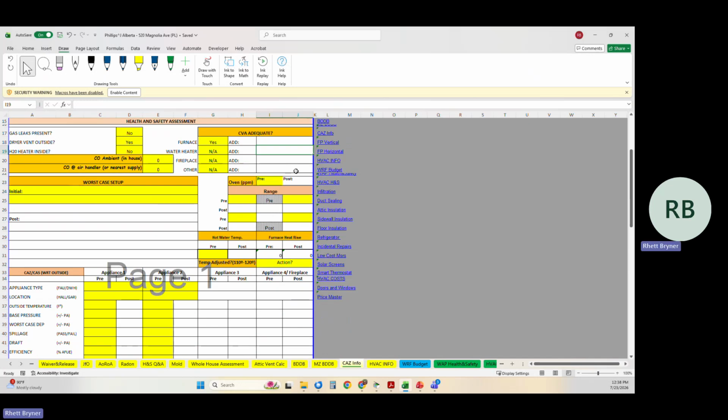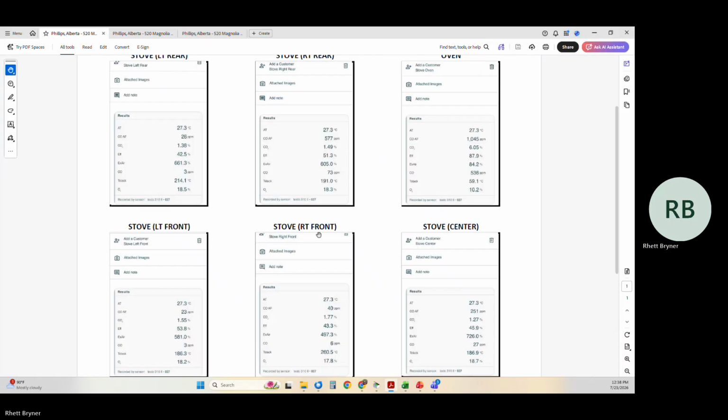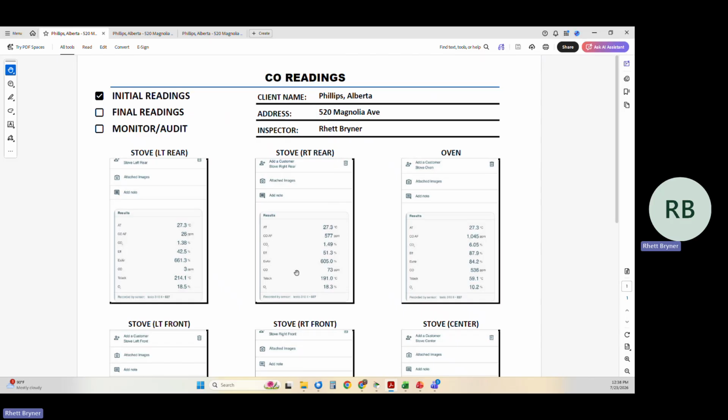All right, next, the oven. This is going to be your oven parts per million. All right, so next, we're going to go to this form. This is a series of readings that were taken during the inspection. Let me show you what that looks like real quick.